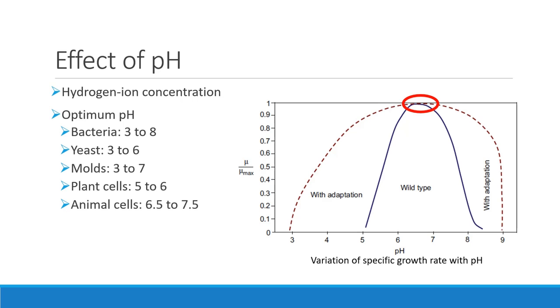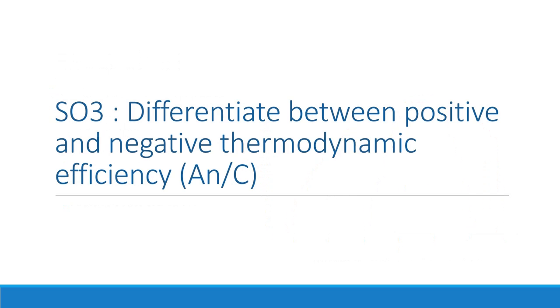Many organisms have mechanisms to maintain intracellular pH at a relatively constant level in the presence of fluctuations in environmental pH. When pH differs from the optimal value, the maintenance energy requirements increase. One consequence of different pH optima is that the pH of the medium can be used to select one organism over another. Now we have reached the third part of the session.